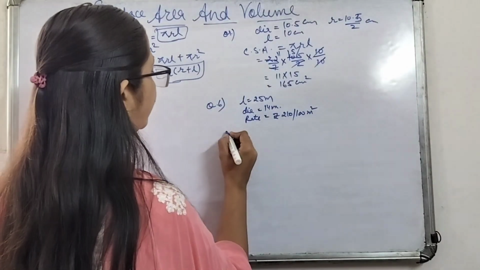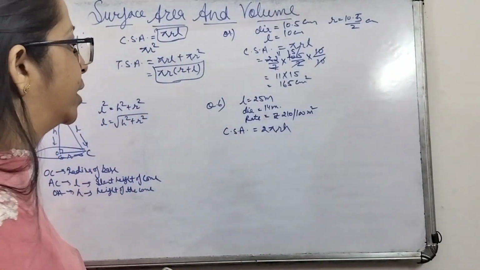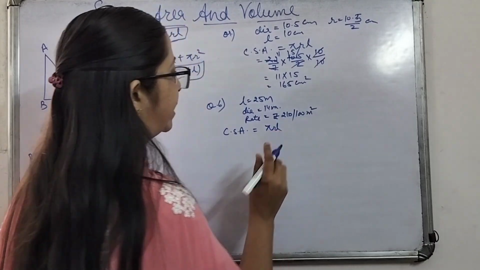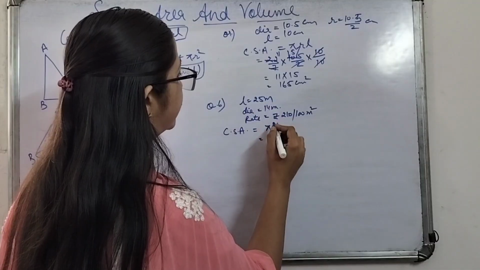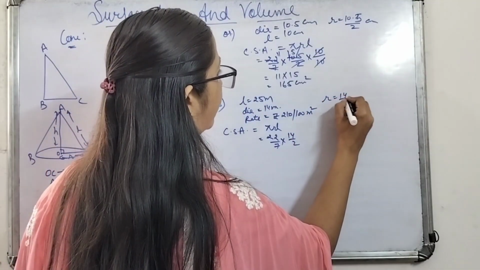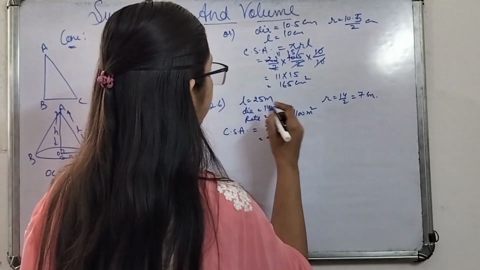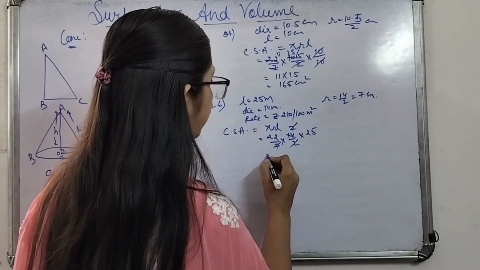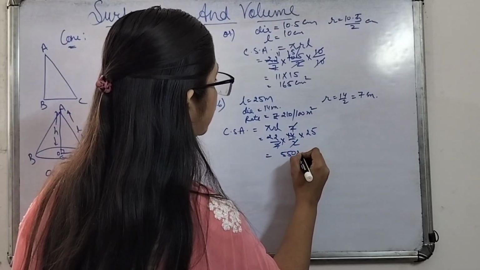So the area which is to be whitewashed is the curved surface area, that is given by 2 pi RH. Sorry, it is pi RL. That is for your cylinder. For your cone, it is pi RL. So pi RL will be 22 by 7 multiplied by R, which is 14 by 2, because diameter is 14 meter, so radius will be half of it, that is 7 meter. This is your R, L is your 25. So 7 times 7 cancelled, so it will be 22 times 25, 550 meter square will be the curved surface area.